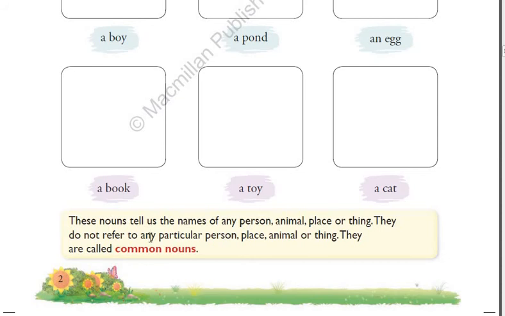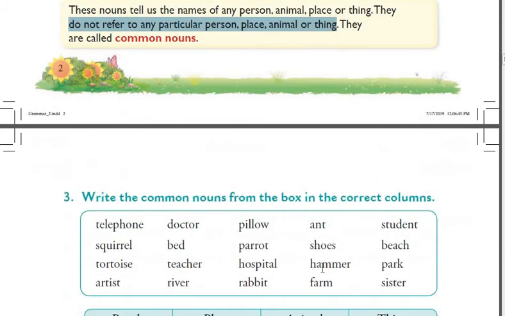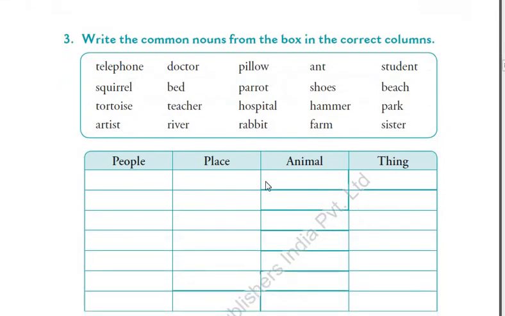So again it is a common noun. So they do not refer to any particular person, place, animal or thing. See, not to particular, to general, to common. And after going through it, we then discussed exercise 3, where you had to recognize that each particular noun falls in which particular column and category.